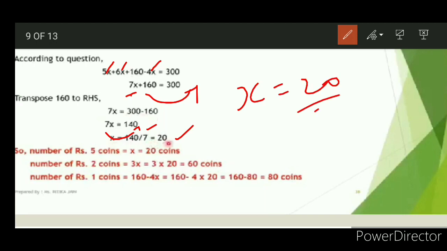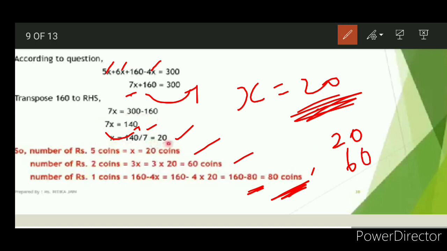Right. Now we will find each number of coins. 5 rupee coin we assumed as x, that is 20 coins. 2 rupee coin is 3x, 3 into 20, 60 coins are there. And the number of 1 rupee coins, see here, you substitute that x value. 160 minus 4x, 4 into this 20. 4 into 20 is 80. 160 minus 80, 80 coins. Totally in that bag how many coins are there? 20 coins, 60 coins, 80 coins. Totally how many coins? Yeah, 160 coins.